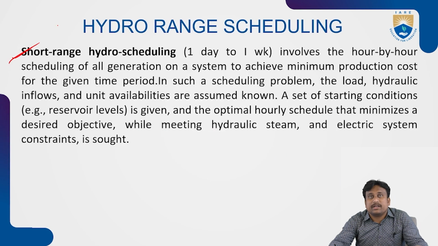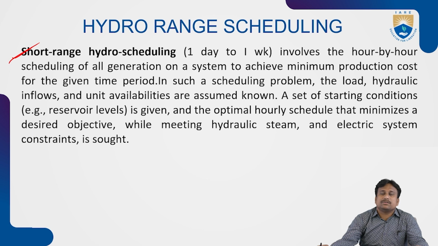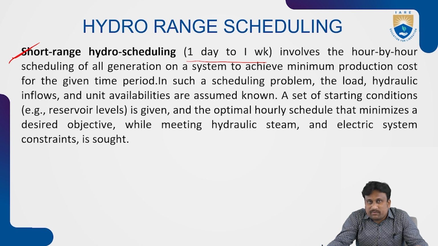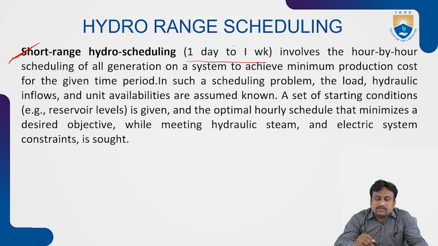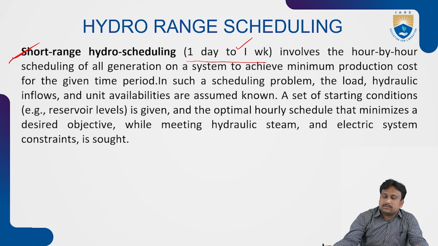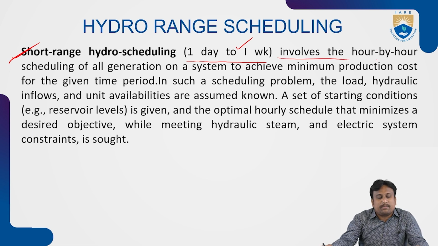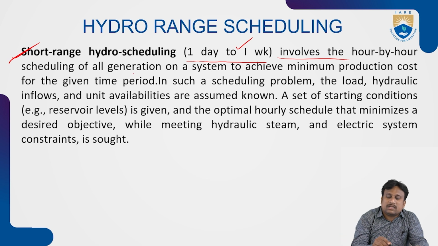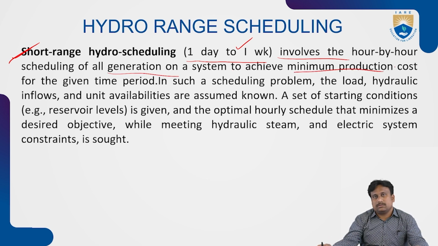Next one is short range hydro scheduling. What does short range hydro scheduling mean? This short range hydro scheduling process takes place over a period of 1 day to 1 week. It involves the hour by hour scheduling of all the generation on a system to achieve minimum production cost. To achieve minimum production cost, we use the short range hydro scheduling process for the given time period.